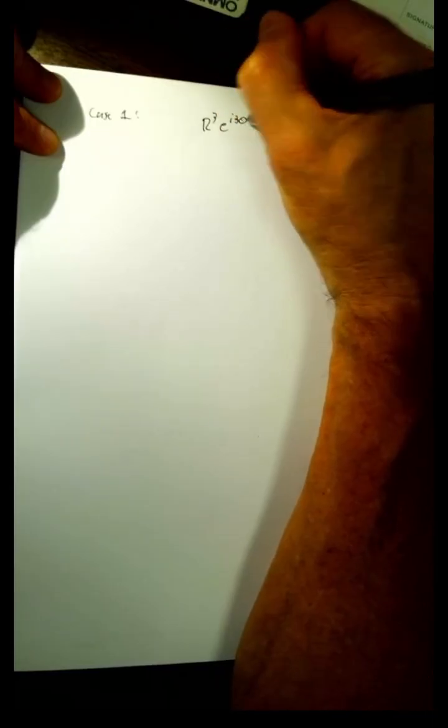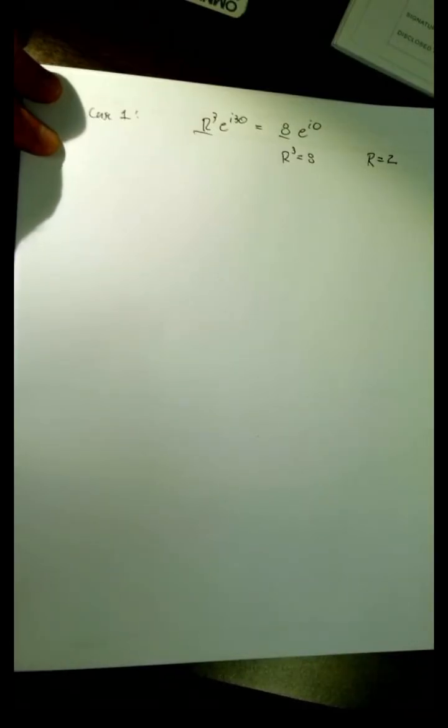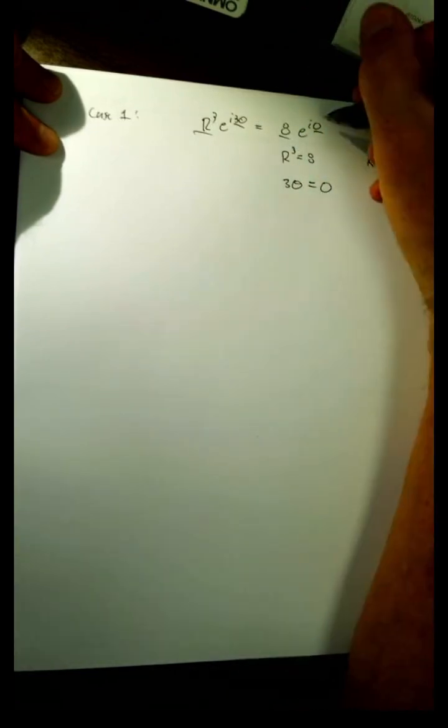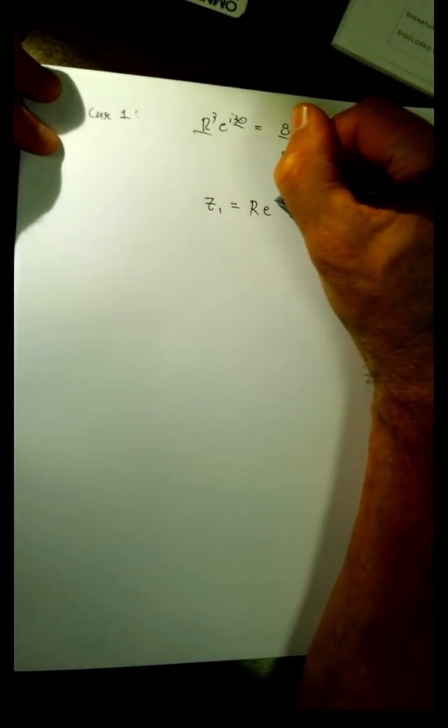So I have r cubed e to the i 3 theta is equal to 8 e to the i 0. So r cubed is 8, and by definition, r is a real number. And by convention, we try to go with positive numbers, so r is 2. And now these numbers have to match. These exponents have to match. So the exponent on the left is 3 theta, the exponent on the right is 0, so theta equals 0. So my z1, which is r e to the i theta, is going to be 2 e to the i 0.